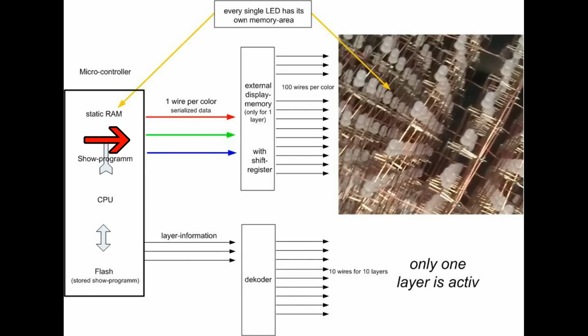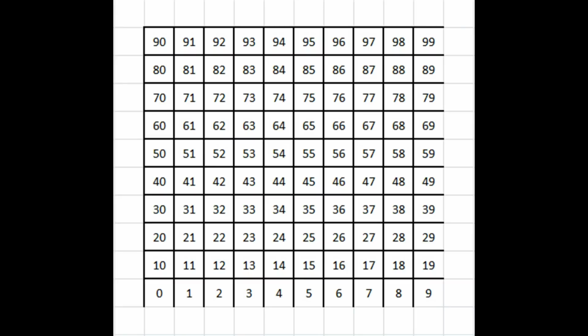Let's see now how the data bits will be moved from the static RAM in the microcontroller into the display memory. The data bits leave the microcontroller serially per color and enter the shift register. There the serial-parallel conversion happens. I will try to show this in principle. The LEDs in a layer are organized and numbered. That means there is a first LED and a last LED per layer.